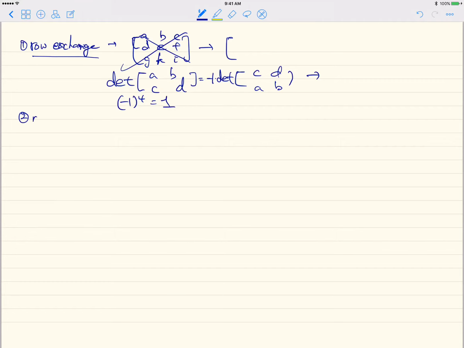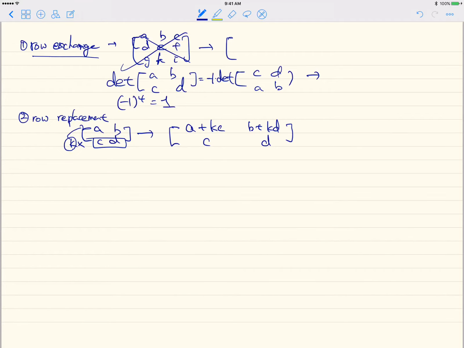And then what about the row replacement? In that case, A, B, C, D, and then we multiply some row, the second row for example, by k and add it to the first row. In that case, it will become A plus kC, B plus kD, and the second row remains the same. So that's row replacement.